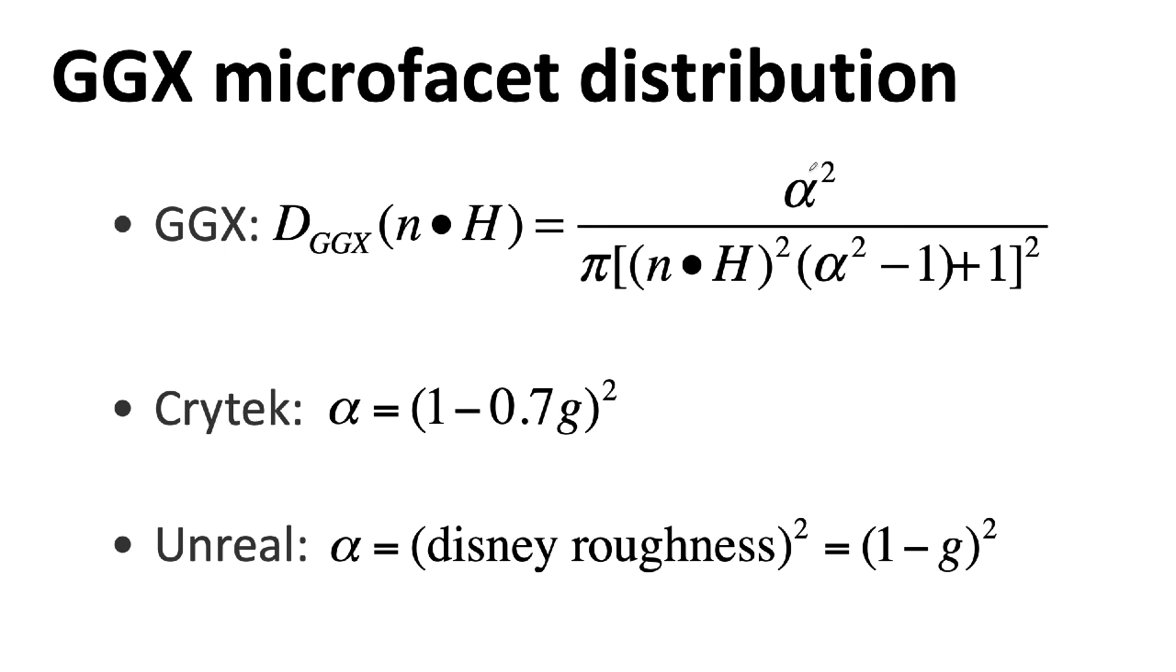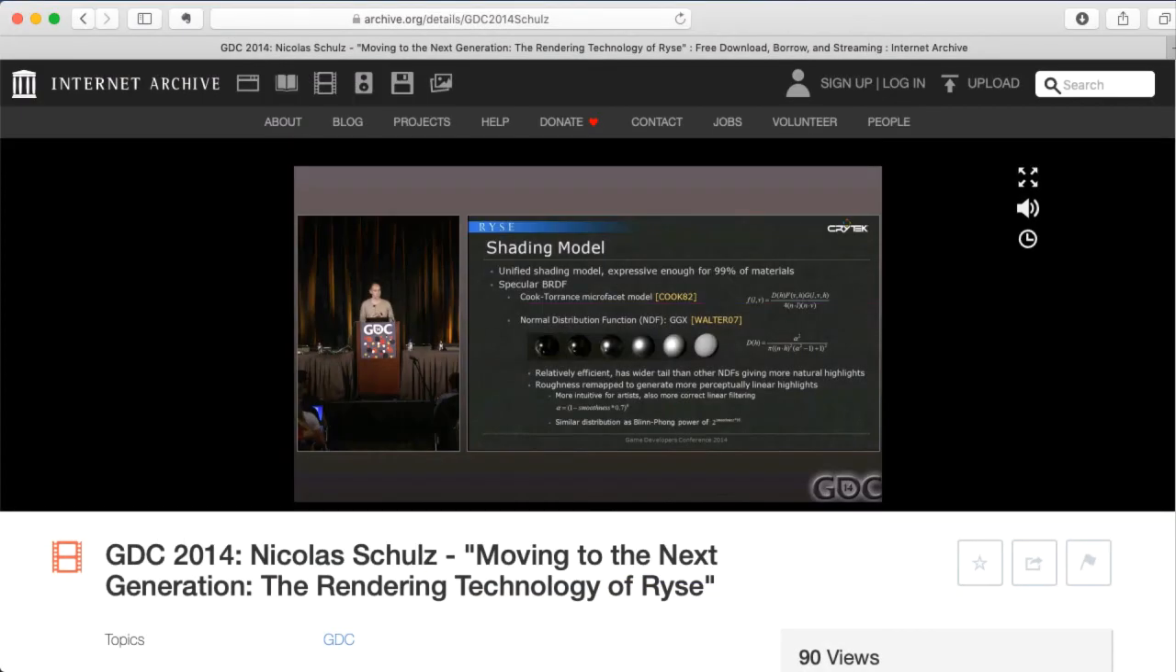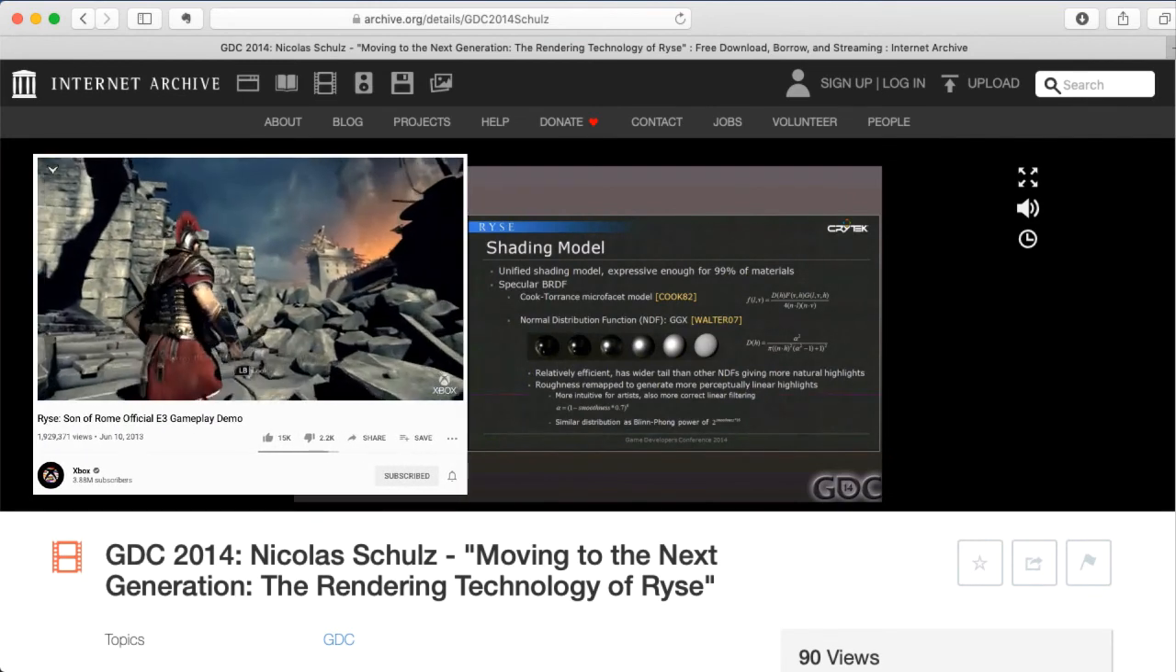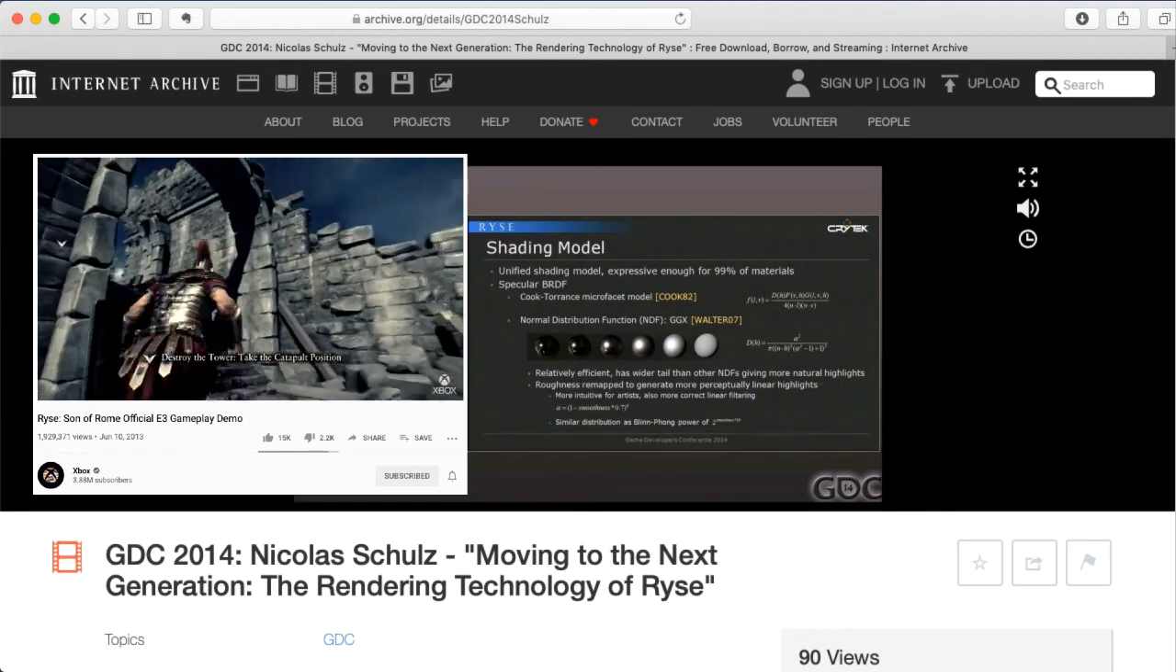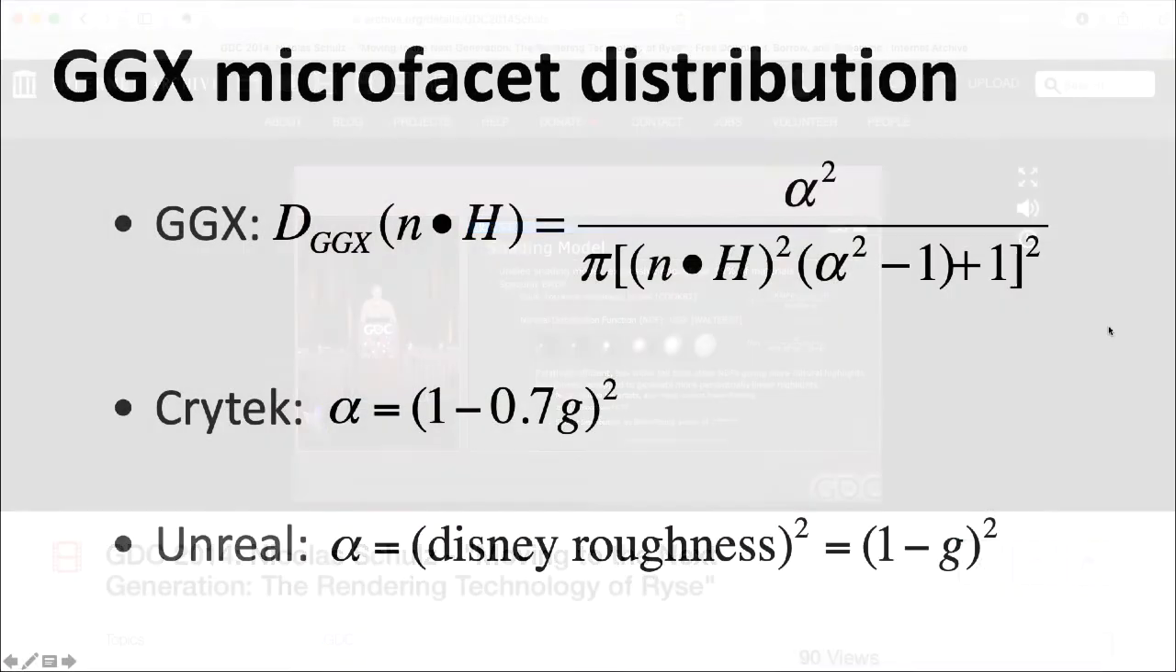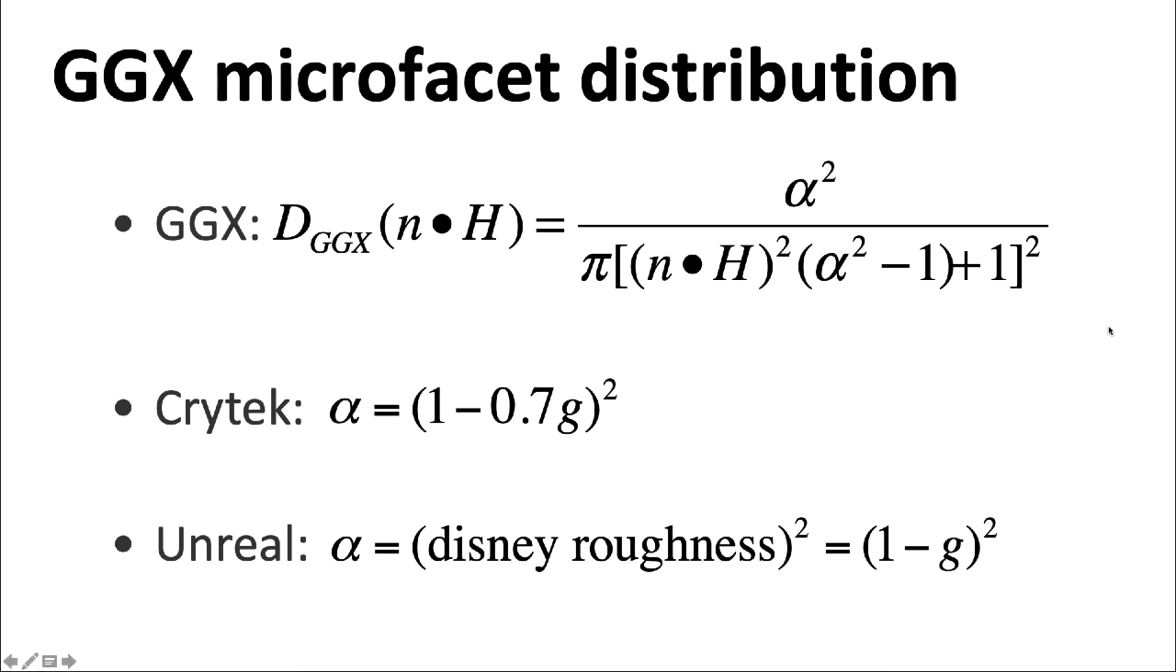The GGX formula is shown here in terms of a roughness parameter alpha. Artists do not like to think in terms of roughness. They like to think in terms of smoothness. And some early work by Disney showed that just taking 1 minus some value between 0 and 1 and then squaring that came up with an alpha that mapped well to how the artists interpreted smoothness as they varied this G factor between 0 and 1. I came across this presentation by Nicholas Schultz about using the Crytek engine in the game Ryse: Son of Rome, and in their formulation, they use something similar to the Disney formulation, except they multiply that G times 0.7, and I imagine different engines and game companies have their own special sauce.